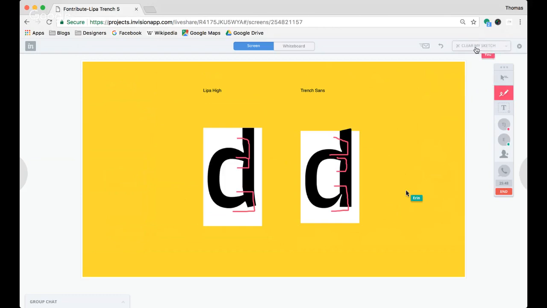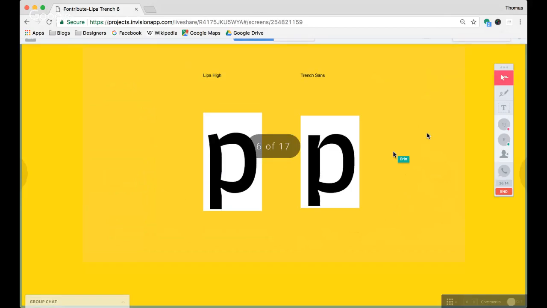And actually, I'm just noticing this right now. We talked about in the end that the curve on Trench Sans was much rounder, but it's interesting to me that the top part of the D is a lot flatter in Trench than in Lipa. This one actually looks more round. So that was an interesting thing to notice. Let's see if that sort of disparity exists elsewhere in the typefaces. Let's continue.